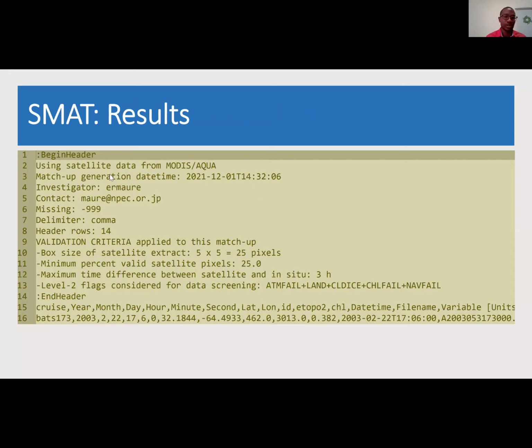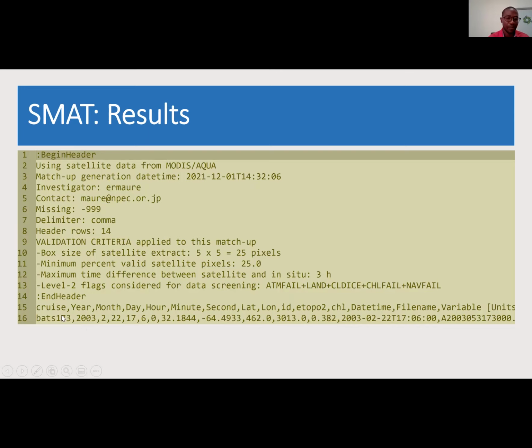It will indicate, for example, here I selected MODIS Aqua, and this is the time when the matchup was generated, and my username, contact email was sent to this email. It will tell you about missing info, what number indicates missing information, what is the delimiter used, and how many lines contain header information. So here it is 14. And then the validation you selected, the conditions that you indicated in the matchup. So I selected the POX 555, and I said the minimum valid should be 25. And I said time difference is 3, and these are the level 2 flags I selected for the screening. And then from 15, I have the header and the data.